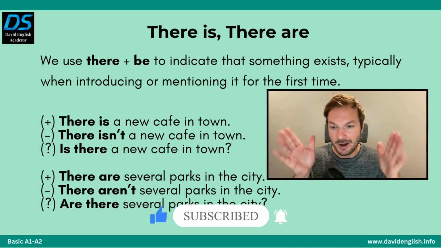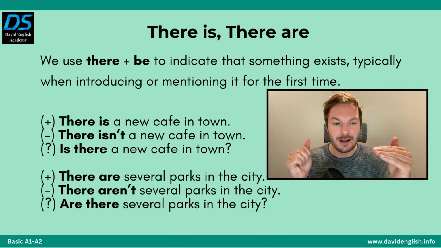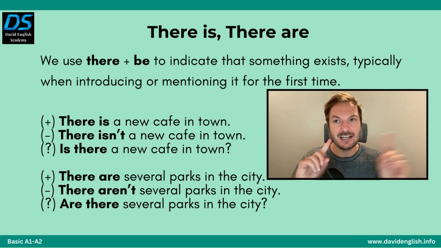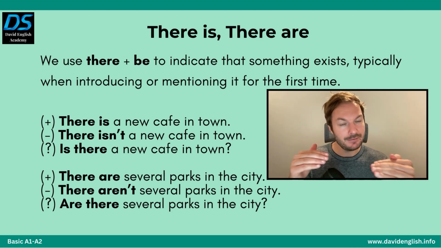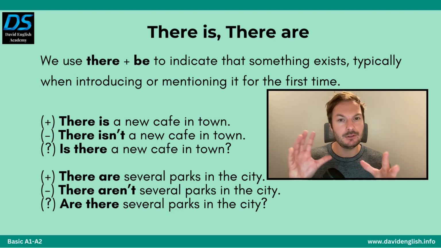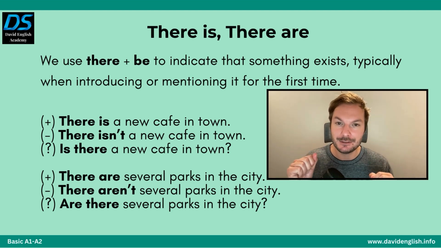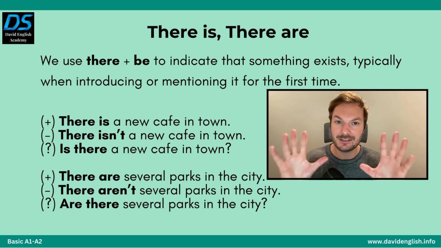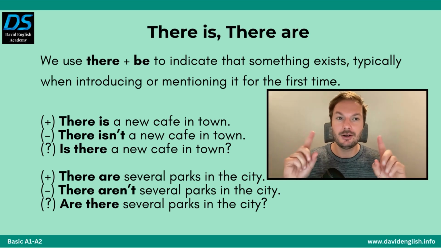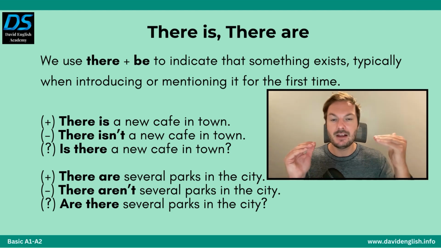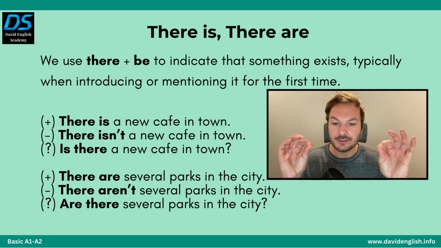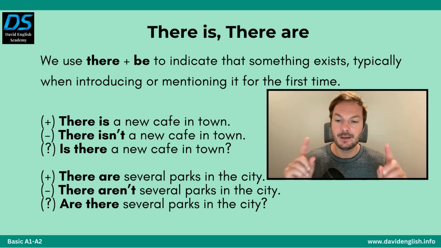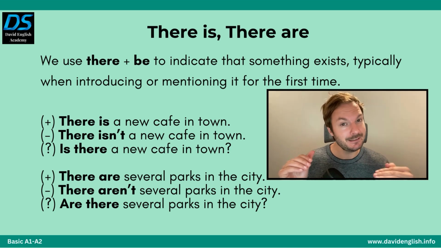Okay? So for a positive sentence, there is a new cafe in town. Let's go. Negative sentence, there isn't a new cafe in town. For the question, is there a new cafe in town? Now, notice that we're using is because a cafe is singular in English. So we're using is for singular, and then we're going down to are for plural. There are several parks in the city. There aren't several parks in the city. Are there several parks in the city?